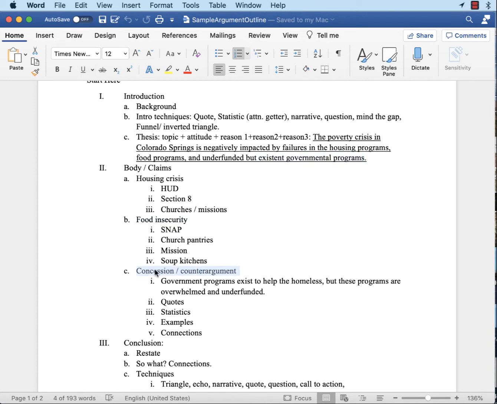So remember, a concession is where you kind of give the other side's point of view. And for the rest of this class in arguments, you can do the concession in one sentence. When you get to Comp 2 and you're writing a research paper, you'll have to give more weight to the concession or to the other side. But for these papers, just one line is plenty.